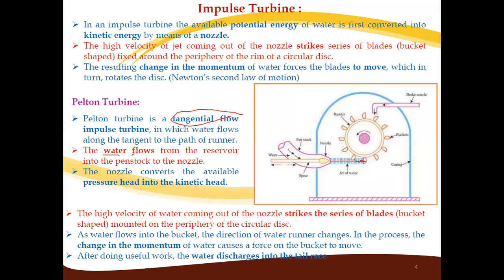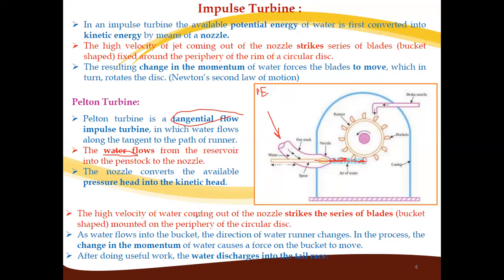The water flows from the reservoir or dam through the penstock, and from the penstock it flows through the nozzle. The nozzle converts the available pressure head into kinetic head. So it converts the pressure energy into kinetic energy of the water. At the dam, we have potential energy. This potential energy gets converted into pressure energy, and this pressure energy again gets converted into kinetic energy by means of the nozzle.